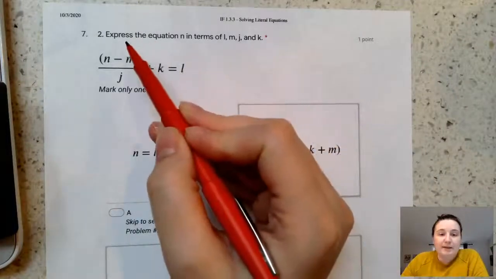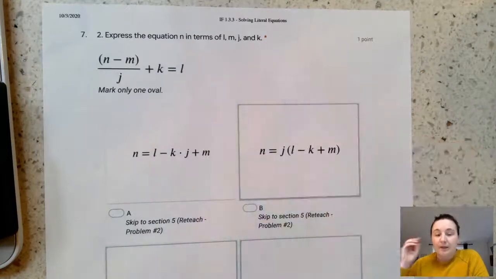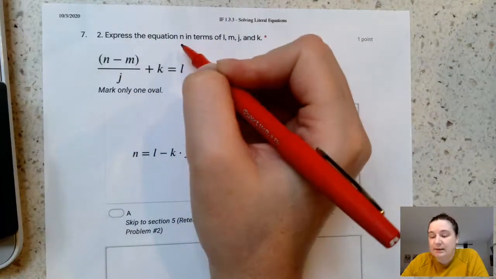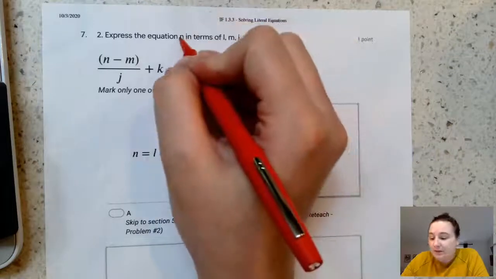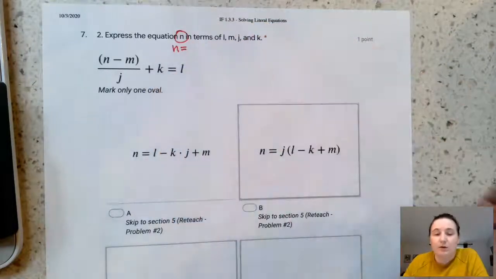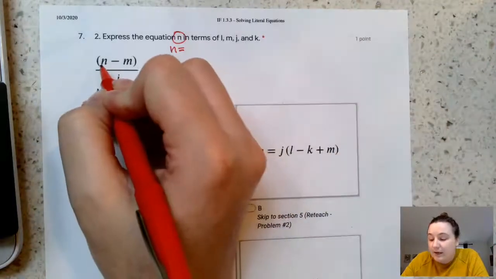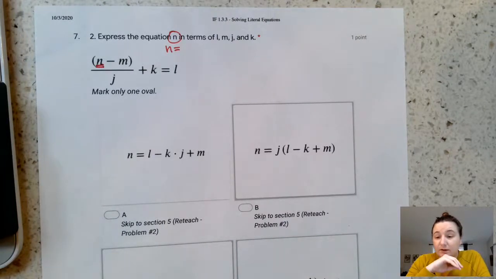This problem says express the equation n in terms of L, M, J, and K. So when it's saying express this in n in terms of the other things, it means that we want n equals. So we're looking for n equals. We need to get n by itself. And so I like to underline the variable that I'm trying to isolate so that since there's so many variables involved, I can stay focused and make sure that I'm getting the right one alone.